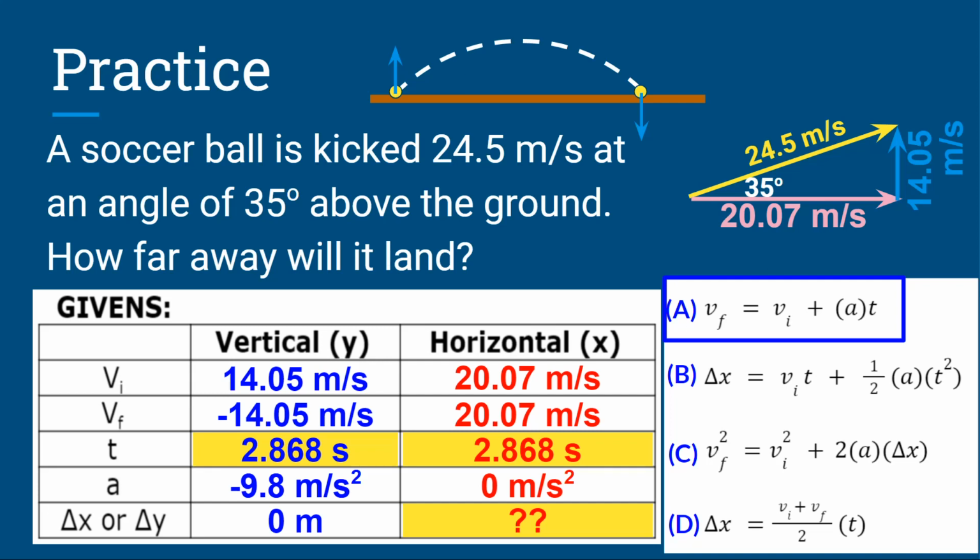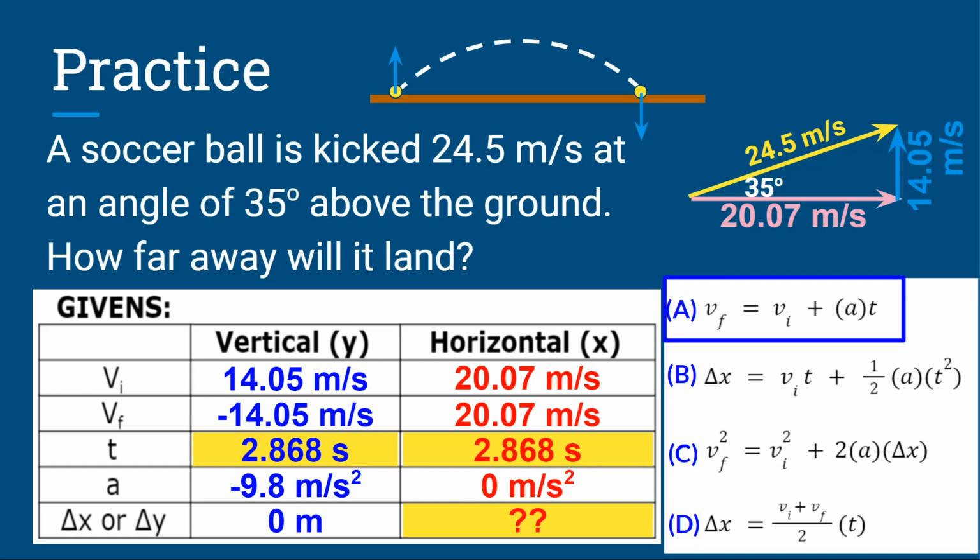I showed you which equation I used, and here's my answer. 2.868 seconds. So that's my total air time from launch to the point where it's landing, where it has that negative 14.05 meter per second vertical velocity. So I just found my time. And now that I have my time, I know I can use that on my horizontal side as well. Now I can find my range.